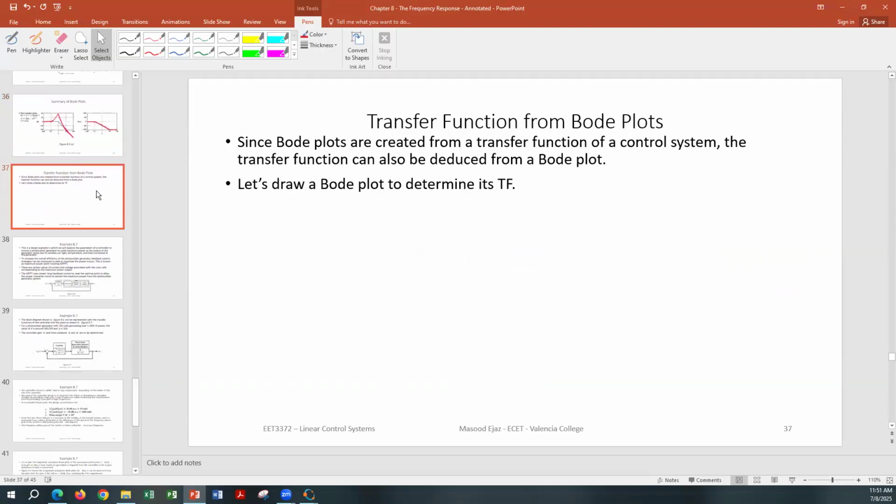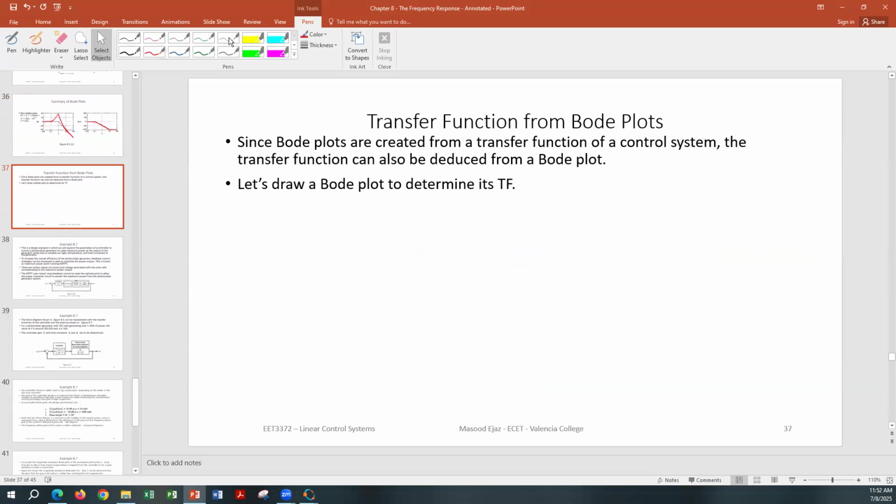All right, let's see. Bode plots are created from a transfer function of the control system. The transfer function can also be deduced from the Bode plot. That's one of the problems I gave you in the homework. I gave you the Bode plot, and then I asked you to write down the transfer function. Let's see, what transfer function do I have here? I did not put it.